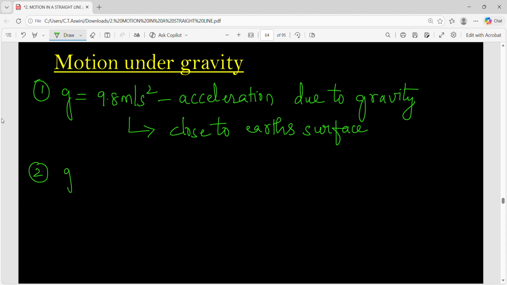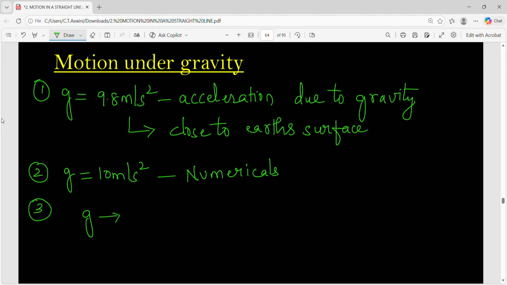Second important point, when you are solving the problems, we take it as 10 meter per second square. Why? Because of simplicity. You can take 9.8 also, not a problem, but generally we consider 10 for solving the numericals. And what will be the direction of g? What is g? It is acceleration due to gravity. It's because of the earth. So always g will be downwards. g will be directed towards the earth. And this is always constant close to earth's surface. Got it?